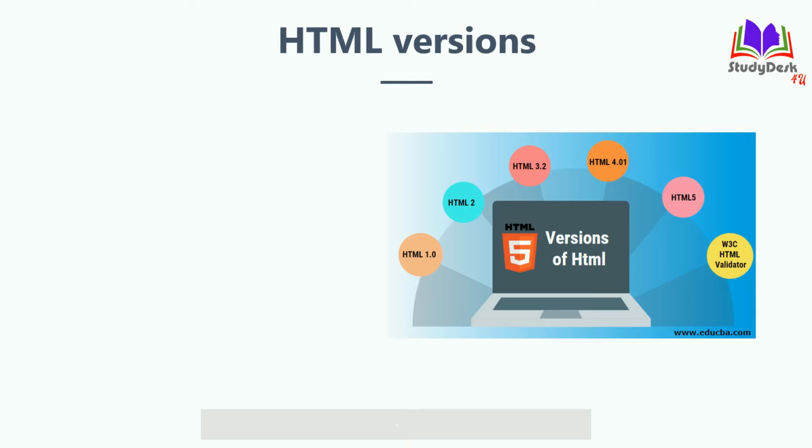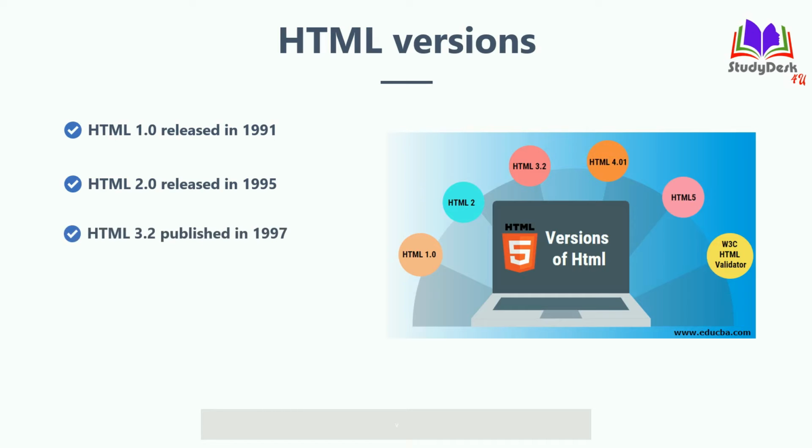Let's see what the HTML versions are. Since the time HTML came into the picture, there have been lots of versions in the market. The first one, HTML 1.0, was released in 1991. This is the first version, by Tim Berners-Lee. The second one, HTML 2.0, is the next version, released in 1995, which has some standard core HTML features like form elements, text box, option button, etc. Next, HTML 3.2 was published in 1997 by W3C, the World Wide Web Consortium, which has features like creating tables, form elements, etc.